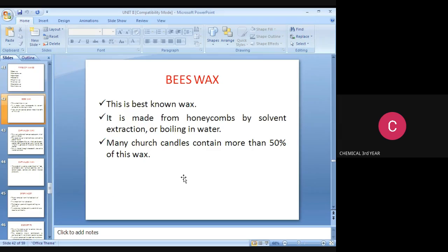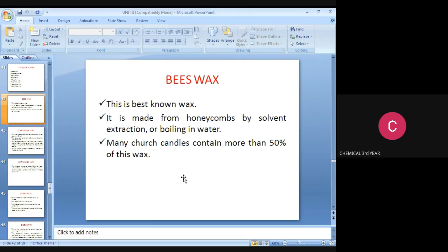So, beeswax. What is beeswax? This is the best known wax. It is made from honeycombs by solvent extraction or boiling in water. Many church candles contain more than 50% beeswax. So candles are made up of beeswax. It is the best known wax, obtained from honeycombs by solvent extraction.